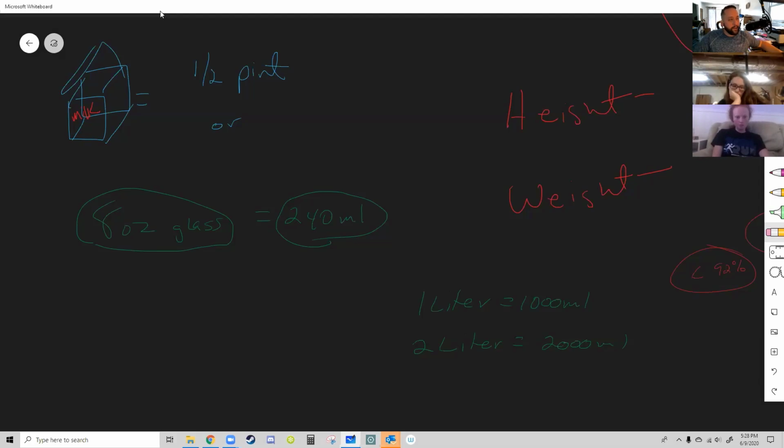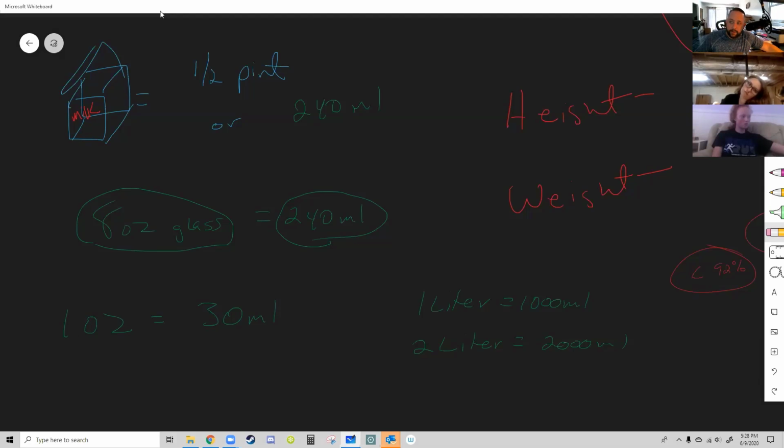All right, so in 1 milk carton or half a pint, there's 240 mLs. In a typical 8-ounce glass, there's 240 mLs as well. So it's 1 cup, which is 8 ounces. If you can get that down, if there's 8 ounces in the glass, 1 ounce is equal to 30 mLs.